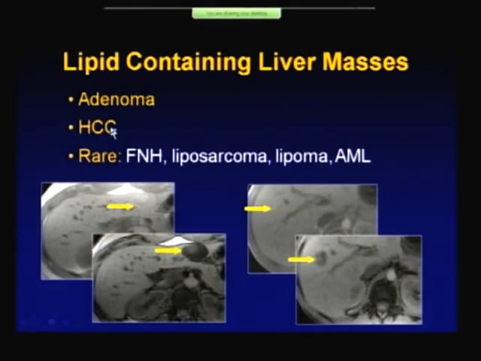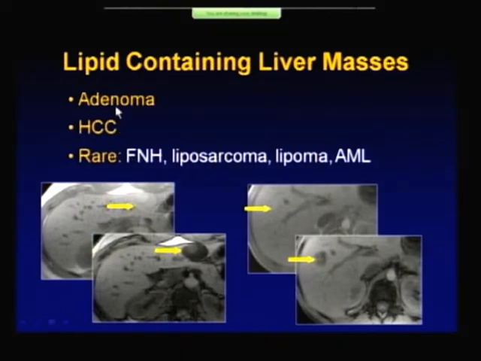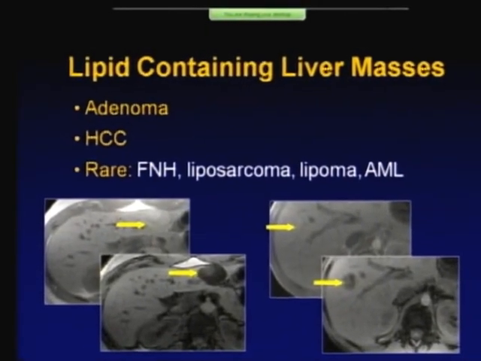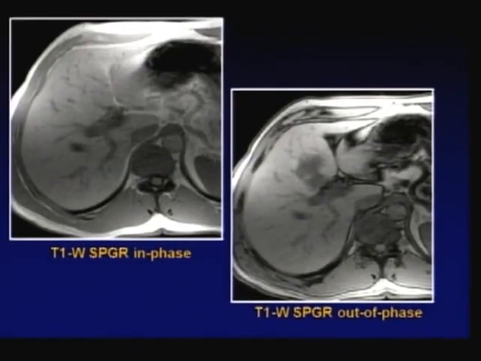Lipid-containing liver masses, adenoma and HCC, are fairly rare, so I'll not talk about that, but an adenoma and HCC, as I said, both will demonstrate drop of signal. This is an HCC with drop of signal on out-of-phase images. Adenoma will as well. Adenoma and HCC both can be heterogeneous because of fat or hemorrhage within them, but again, washout will help you confidently diagnose an adenoma versus an HCC.